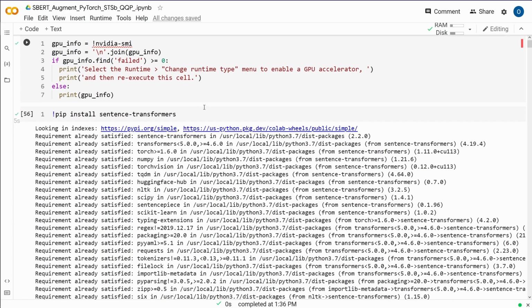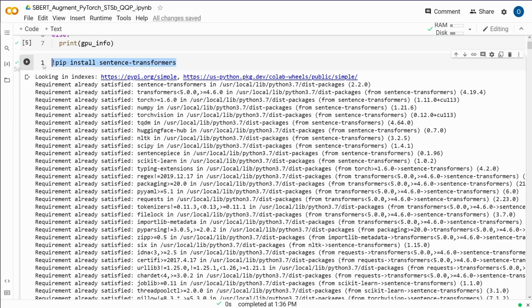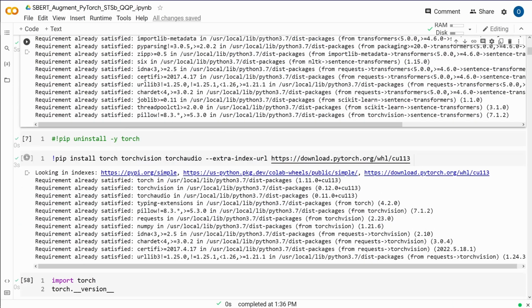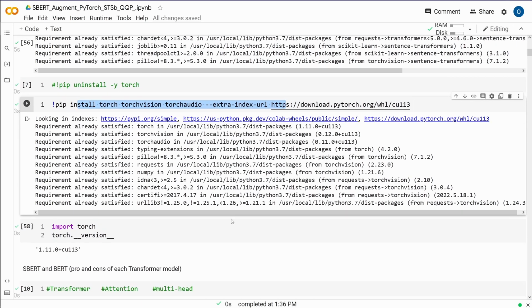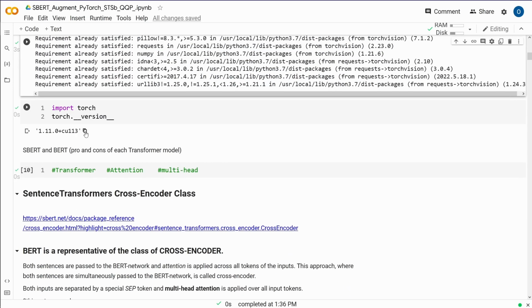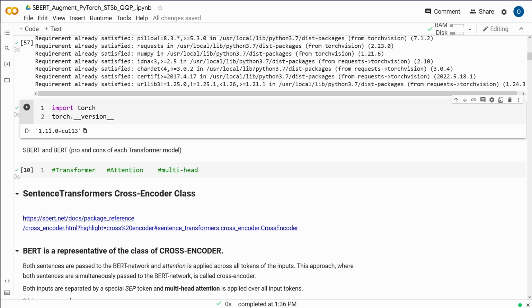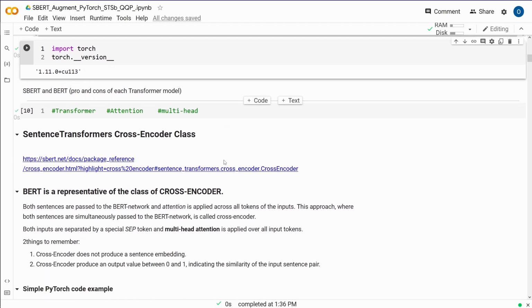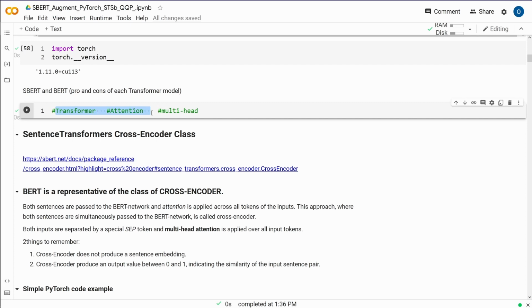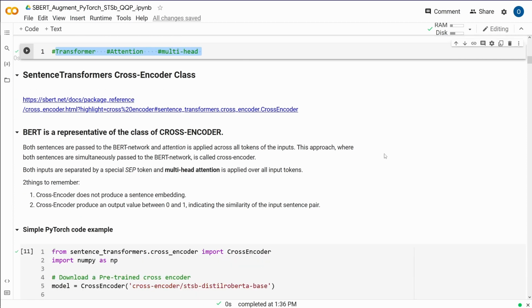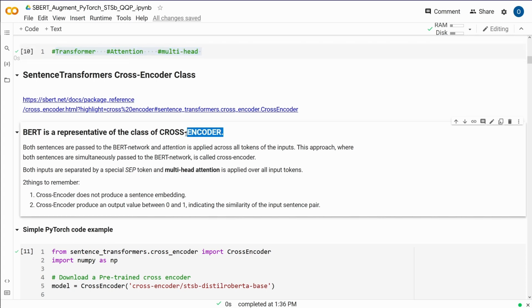Yes, beautiful. So we pip install our sentence transformers, then we have our PyTorch. PyTorch is up and running, we have here the 1.11. And what we're going to do is have a look at transformers, at attention and multi-head attention. The first thing we're going to learn about is the cross-encoder. And you might say, what the hell is a cross-encoder?